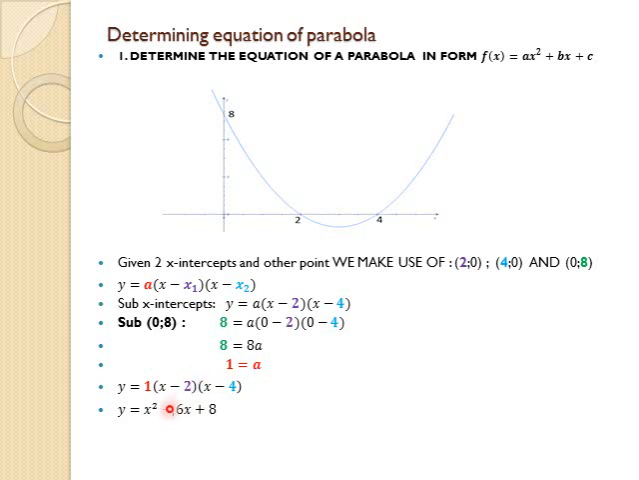So x times x gives me x squared. Negative 2x, the two closest ones. The two outers, negative 4x. Negative 4x minus 2x gives me negative 6x. And for the last term, negative times negative is positive, 2 times 4 is 8. So that gives me the equation for my parabola.